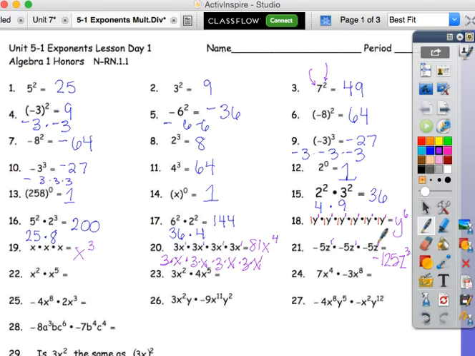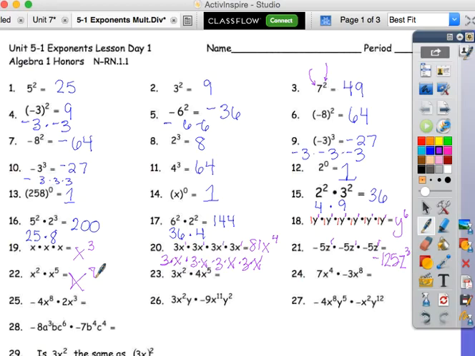Okay, are we doing pretty good? Yes. Okay. All right, good. All right, number 22. Now we're throwing an easy one in here. The coefficients are just 1. The bases are the same. They're both x. So what do we do with the 2 and the 5? Add them. So x to the 7th power. Very good.